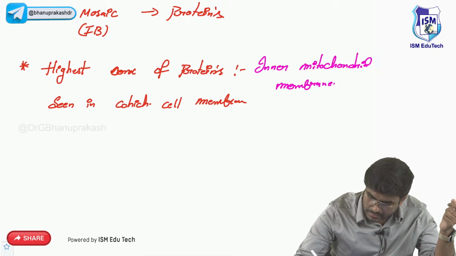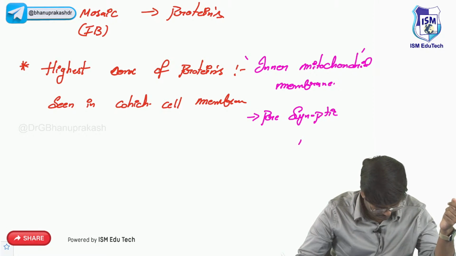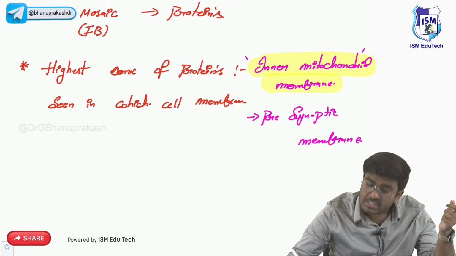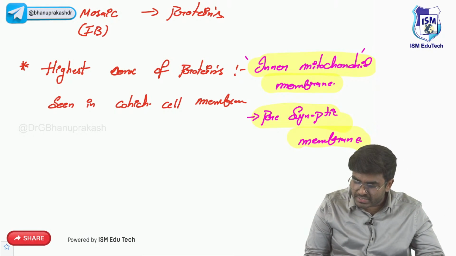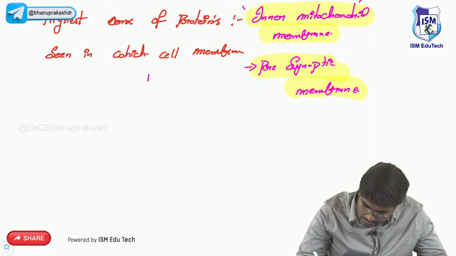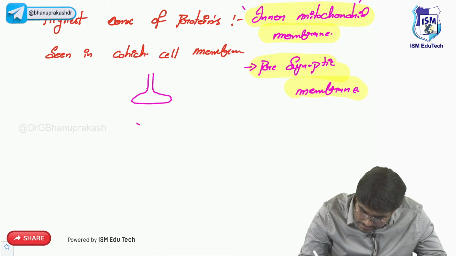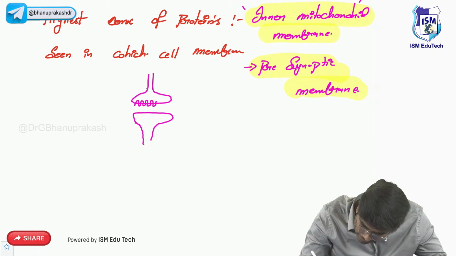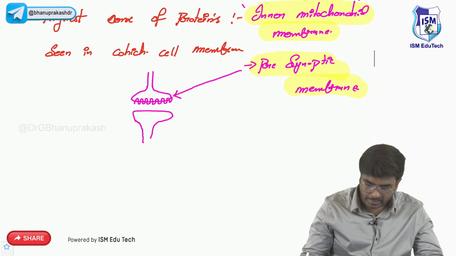If you don't find this answer in the MCQs, you can also mark presynaptic membrane. So the inner mitochondrial membrane has the highest concentration of proteins. Following that, the presynaptic membrane has the highest concentration of proteins. You all know, right, what exactly a presynaptic membrane is? Here, this is one nerve axon with an axonal terminal, and here is the dendrite of the other neuron. So this membrane is called the presynaptic membrane. This presynaptic membrane has the highest concentration of proteins after the inner mitochondrial membrane.